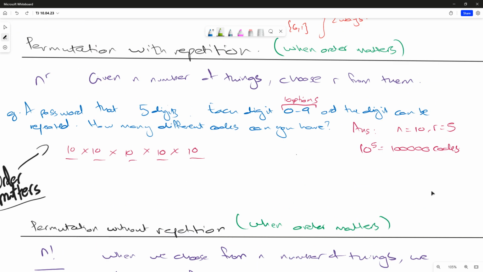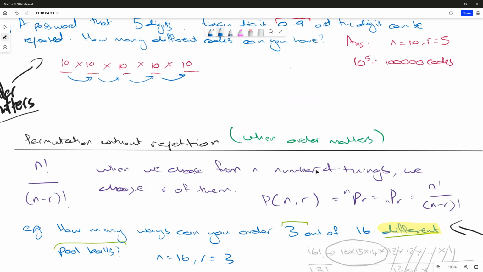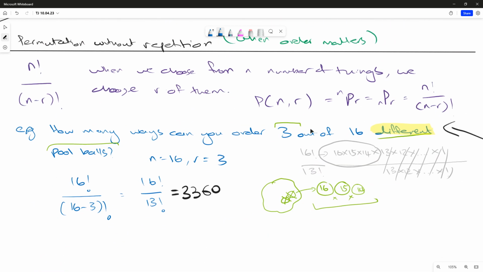If you look at the previous example, the password for 5 digits, every time you choose a digit, you had 10 options and the options didn't reduce. Because you could repeat the numbers, you kept your 10 options all the way through and multiplied them. Whereas without repetition, we could not have the same number twice. So we had to choose from 10 numbers, then from 9, then from 8, then from 7, then from 6. And then it would be a more limited approach.